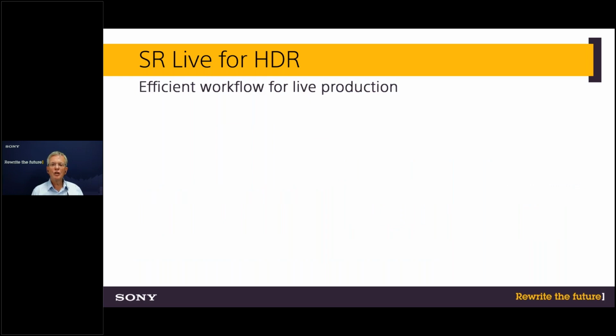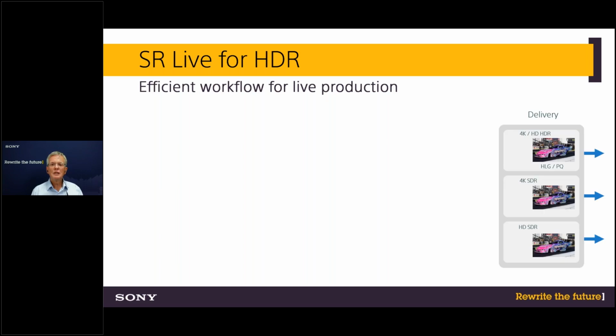If we take a closer look at an SR Live workflow, let's start really at the end of the chain, because the first decision that a production crew will be making is what is the deliverable that has to be distributed to the viewers at home. Now, if you're a broadcaster, you will be deciding what the deliverable will be. If you're a production company, you'll probably be instructed by your client as to which feeds you have to distribute for forward delivery to the viewers.